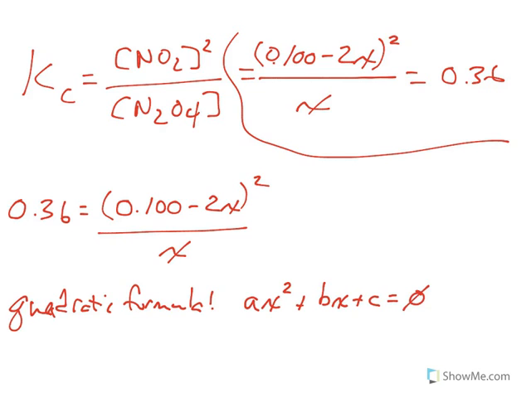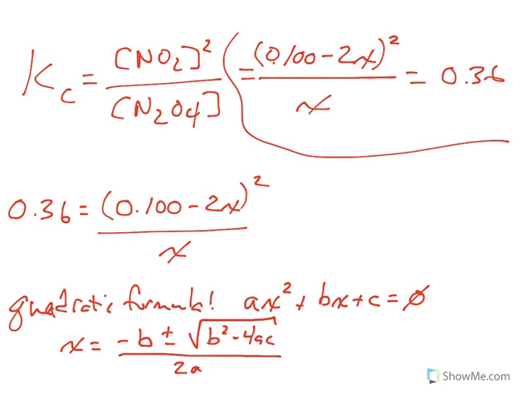All right, so when we get our polynomial in that form, we can solve for x using the quadratic formula. It's equal to minus b plus or minus the square root of b squared minus 4ac, over 2a.